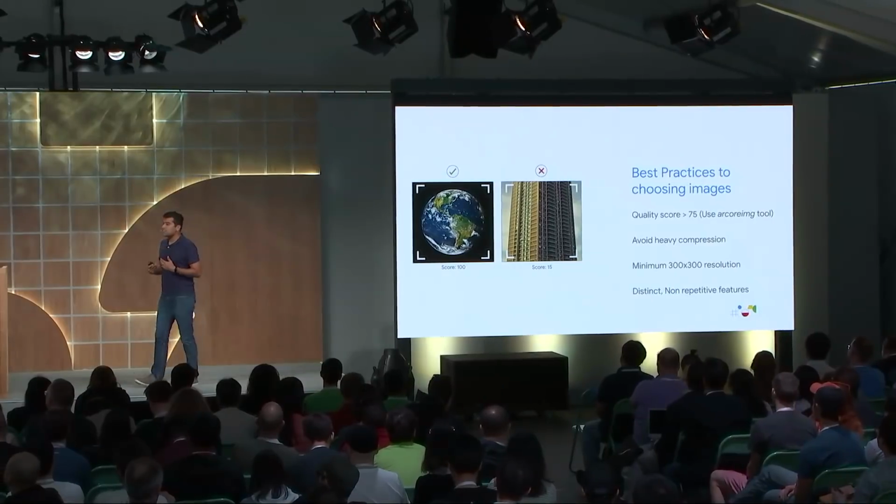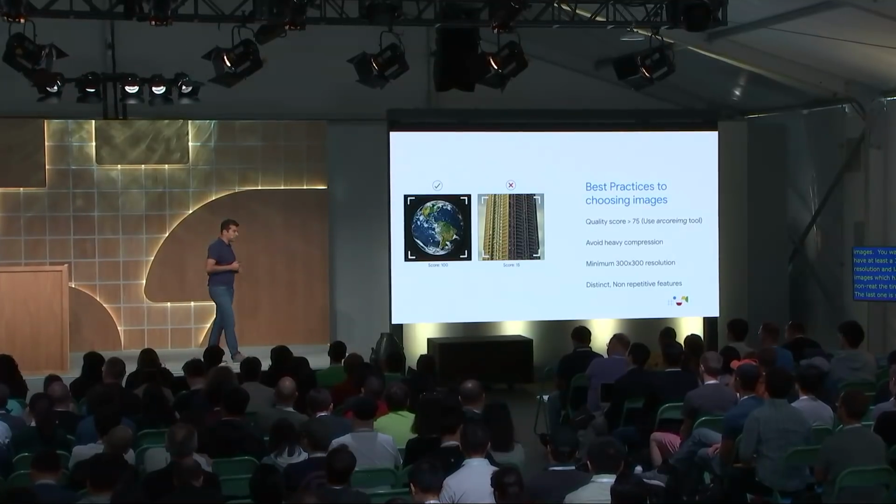So what are the images that qualify as good images and will give you a great score? The first one is that images that avoid heavy compression. We don't want heavily pixelated images. You also want to choose images that have at least a 300 by 300 resolution. And lastly, you want to choose images which have distinct, non-repetitive features. The last point is a bit subtle, and it's lost a lot of times. So we've got a couple of examples in here.